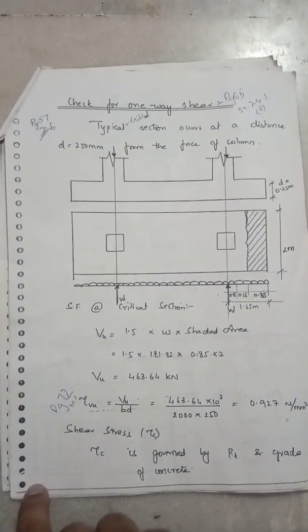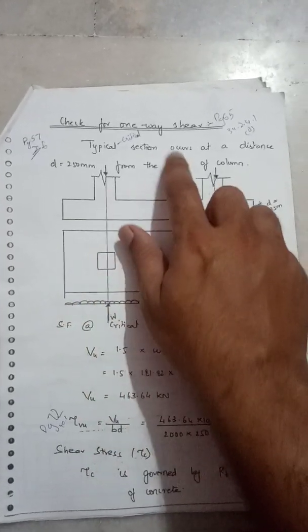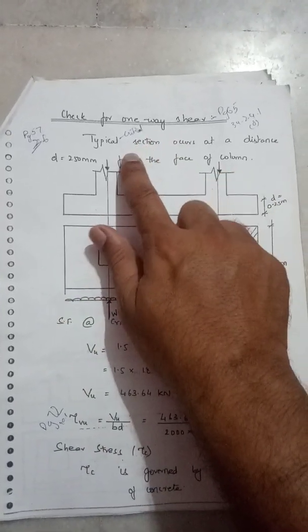One more place where we'll have to find out the area of steel is at the transverse section. You'll have to find the area of steel the same way. Now let's check for one way shear.